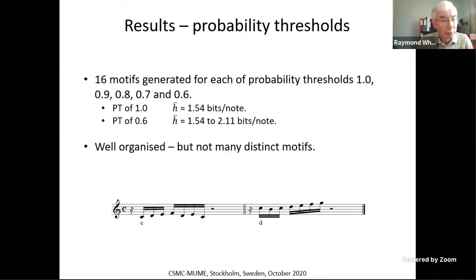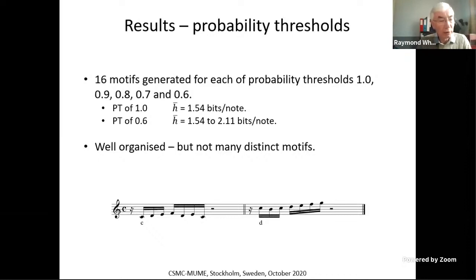16 motifs were generated for each of the probability thresholds 1, 0.9, 0.8, 0.7, and 0.6. In all other respects, generation was the same as for the initial 16. We can see that the mean information content is much lower than the 2.83 to 6.09 bits per note range on the previous slide.